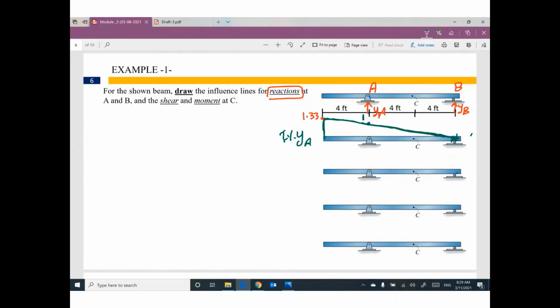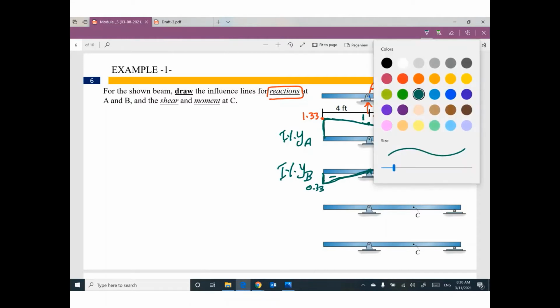If you would like to draw the influence line for reaction YB, keep the resulting deflected shape. Move this support B up by 1. Any other support, keep it. The new shape of this stick looks like this. With triangle similarity, I can figure out the value here will be negative 0.33. This one will be positive. Any question? I think everything is clear for this step.